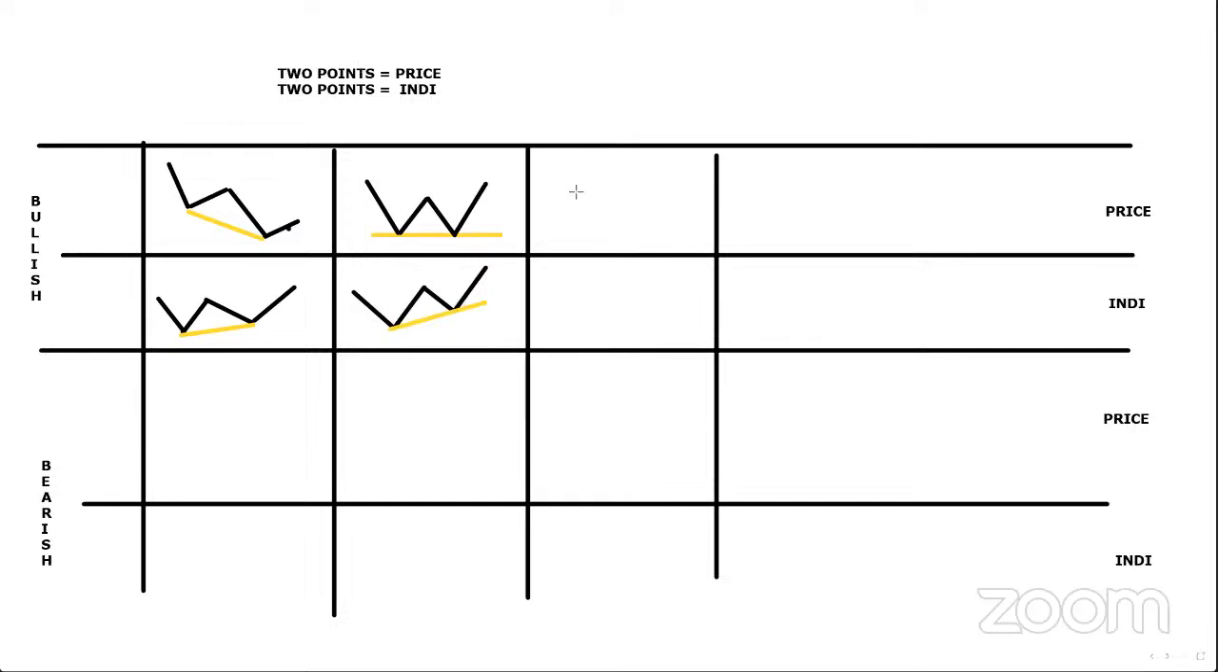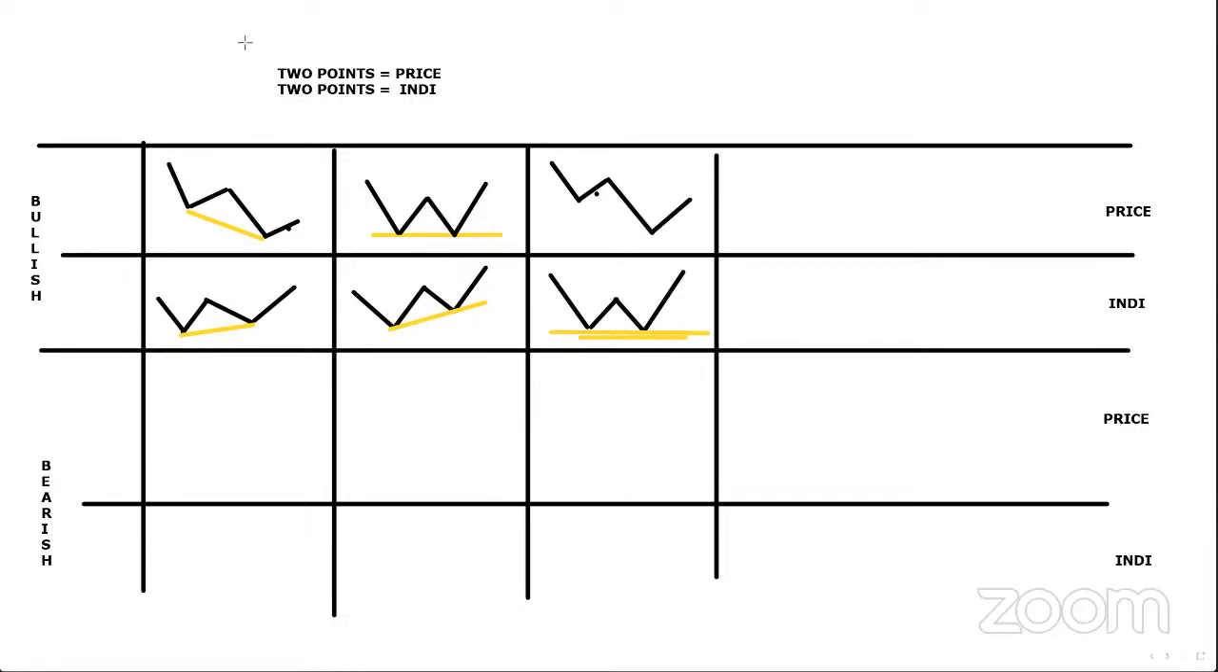What else? We could find something that looks like this. The price is showing lower lows, and the indicator, sorry, is making equal lows. Look at this. Just like this.